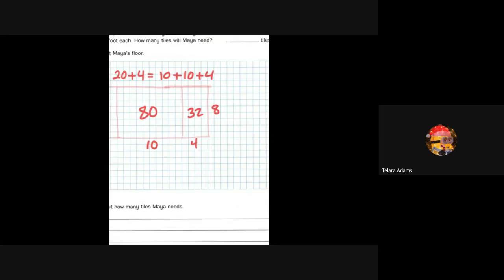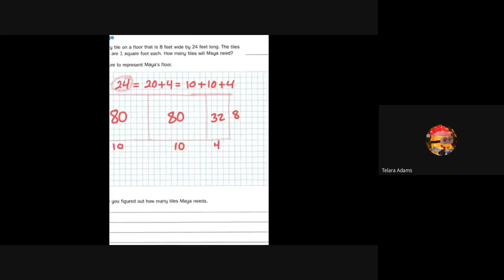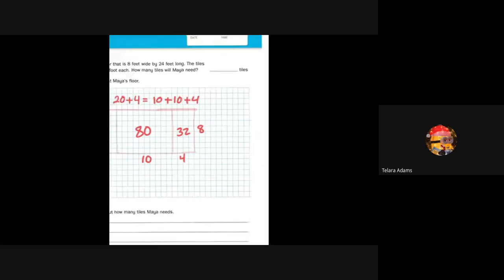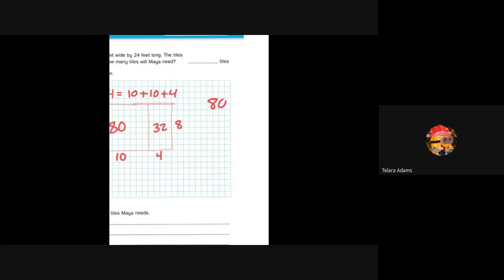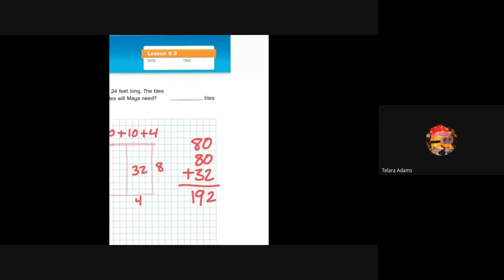So if I just add those totals together, 80 plus 80 plus 32, that should give me my grand total of square foot tiles that would be involved in this flooring project. So let's add those together. 80 plus 80 plus 32. There we go. I'm going to bring down the 2. 8 plus 8 is 16. Plus 3 more, that's going to give me 19. What do you know? It's 192. So Maya is going to need 192 tiles to completely fill in her floor.